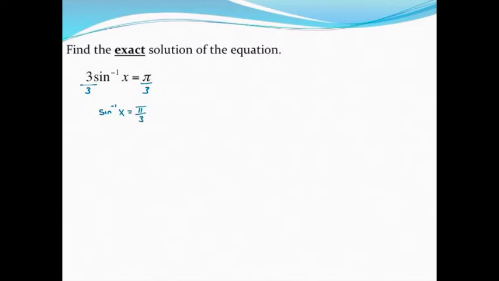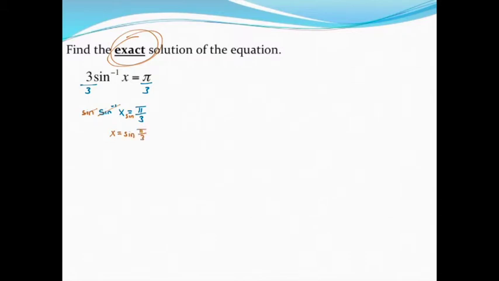pi over 3 because hopefully we recognize that as one of our special angles, which is going to be what allows us to get an exact solution, not using a calculator. To get rid of an inverse sine then, hopefully not surprising, I'm going to take the sine of both sides. Sine and inverse sine are inverse operations, of course. So I'm left with x is equal to the sine, regular sine, of pi over 3.